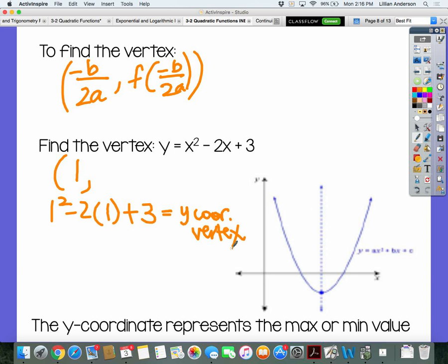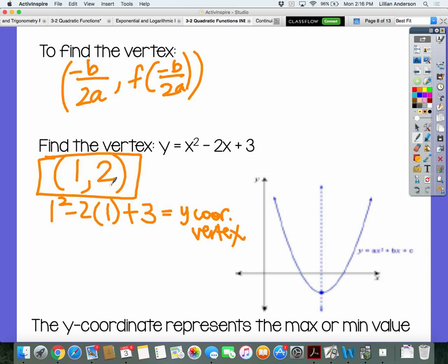What is that? 2. So there's the vertex, 1, 2. And if you look at the one where it says graphing, when you flip that over, you can see that that's exactly where the graph turned, didn't it? From before? 1, 2. So that's how you find it algebraically. You find the axis of symmetry, that negative b over 2a, that's your x coordinate. Plug it in, you get your y coordinate.